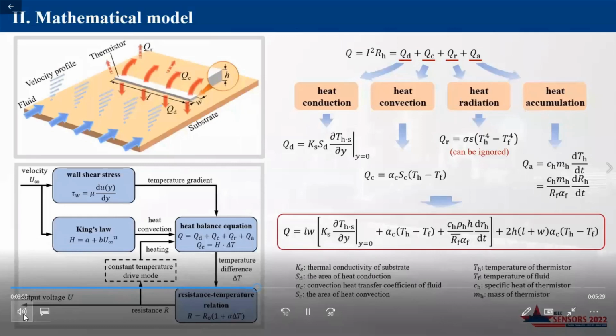The flow generates shear stress, which acts on the hot film sensor to form a temperature gradient. In constant temperature drive mode, the feedback circuit readjusts the drive current so that the thermistor maintains a constant temperature. In this way, we can know the shear stress by measuring the voltage of the thermistor. Four kinds of heat dissipation can be described by the following formulas, respectively. We finally obtain the relationship between total thermal power and the size of the thermistor, which will be further verified by experiments.